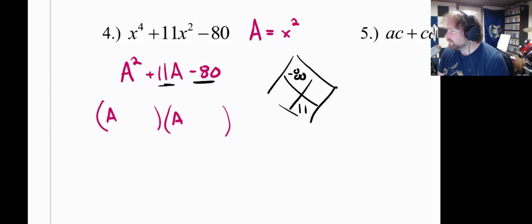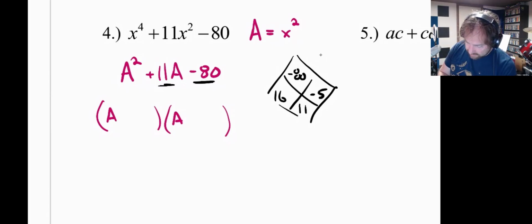5 and 16. That's it. 5 and 16 is 80, right? Because yeah, 5 times 16 is 80, and those are 11 apart from each other. So it would be 16 and negative 5 is what would have to go there. Yeah, so this would be a plus 16 minus 5, like that.